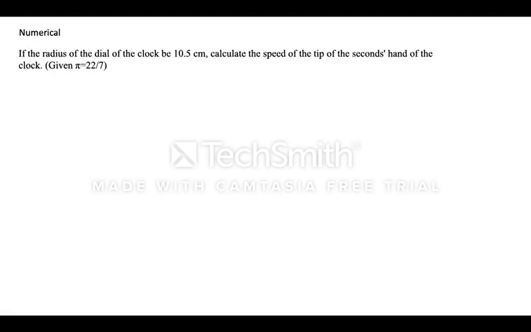We'll see one numerical based on the uniform circular motion. If the radius of the dial of a clock is 10.5 centimeter, calculate the speed of the tip of the seconds hand of the clock. Given pi is 22 by 7. You can use 3.14 also, but if you are taking 22 by 7, you have to see whether the calculation is going to be difficult or easy.